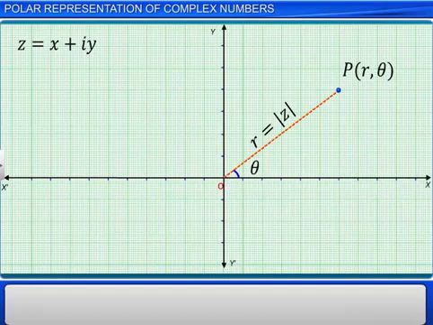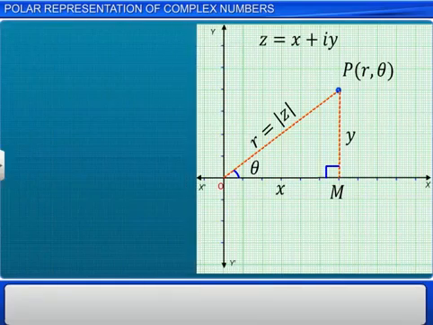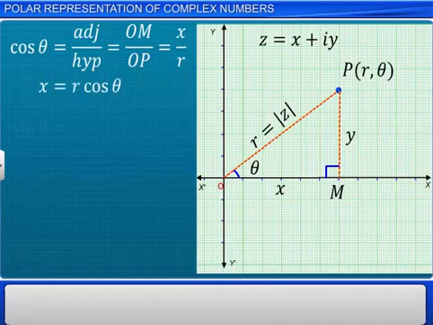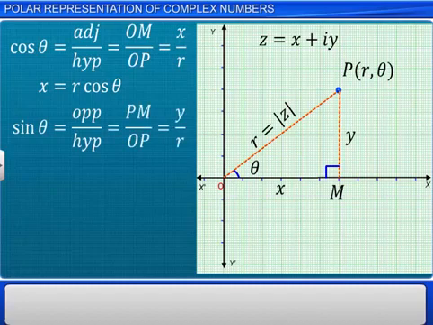Let's establish a relationship between the Cartesian coordinates and the polar coordinates. Let's draw a perpendicular from point P to the x-axis. The length of PM is y units and the length of OM is x units. By using trigonometric ratios, cos theta is equal to OM divided by OP, which is equal to x divided by r. Therefore, x is equal to r cos theta. Sin theta is equal to PM divided by OP, which is equal to y divided by r. Therefore, y is equal to r sin theta.